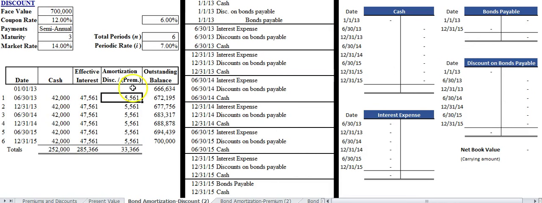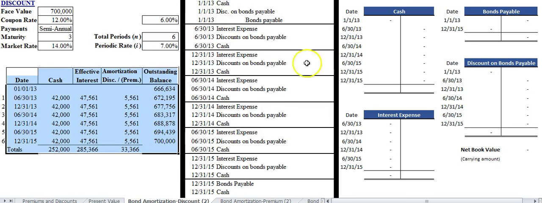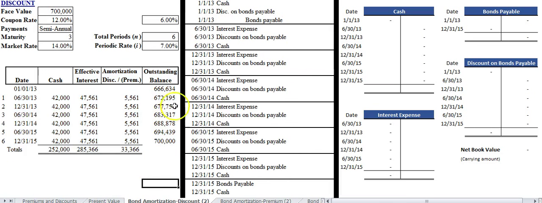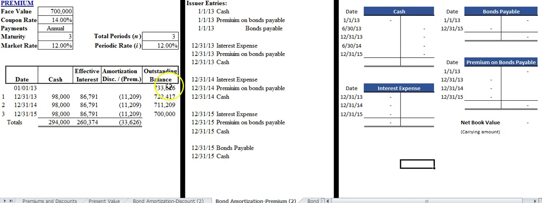Okay, so this information here is going to give you a line on the GL, a journalizing entry, which you'll see in a second as I do it. And all this is going to give you entries. Once you have this done, these entries are pretty much easy to do, okay? And so as you can see here, a bond that trades at a discount, the carrying amount will start going up until it reaches its face value. And if it trades at a premium, the carrying amount will go down until it reaches its face value.